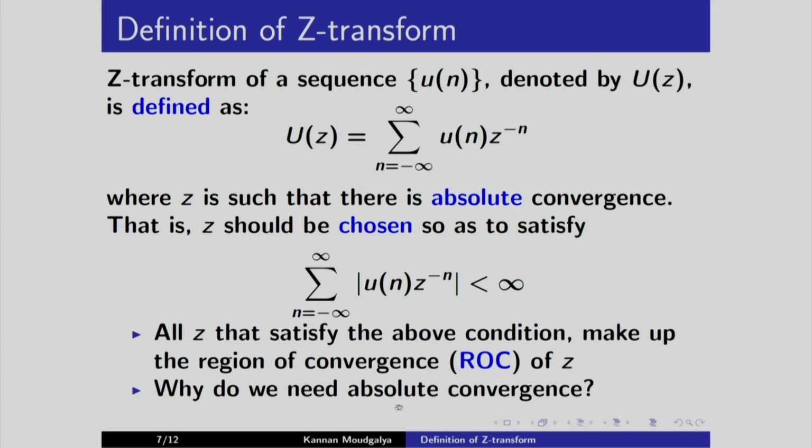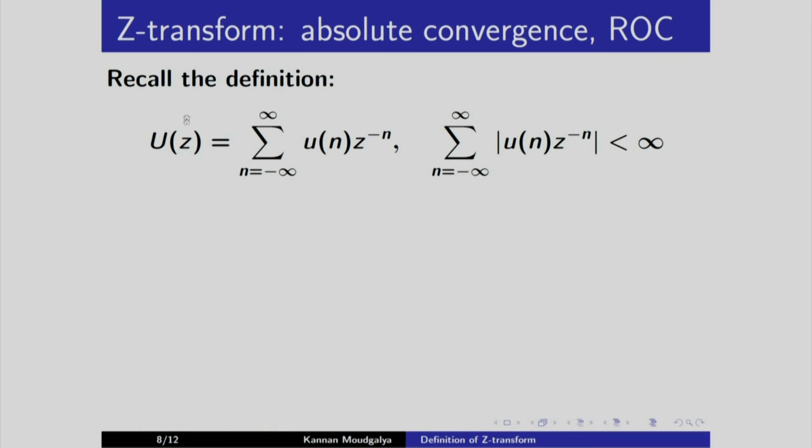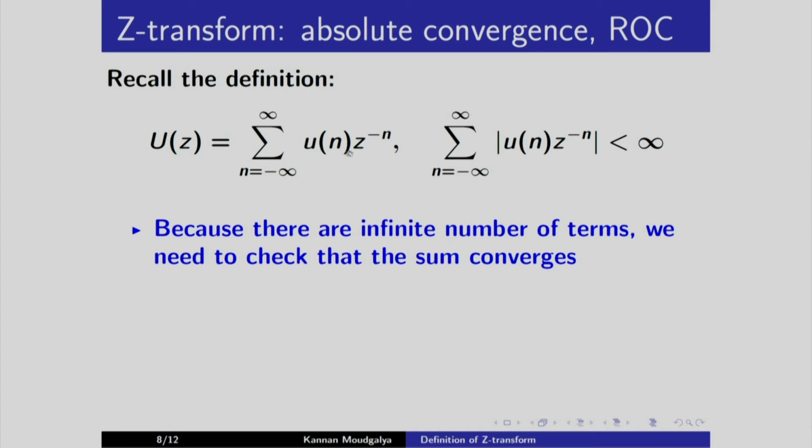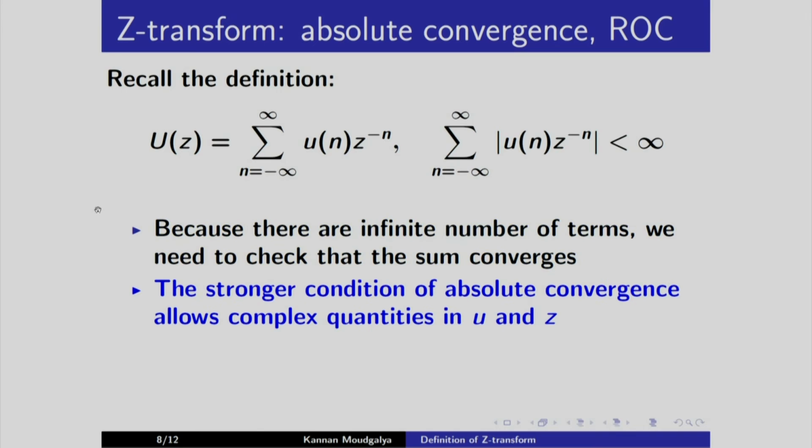Okay. Why do we need absolute convergence? Why do we not just say this sum to be bounded? Why do we want this sum to be bounded? So, we will see that in the next slide. We will also see the benefits of the Z transform shortly. This is how we defined u(z), where z is so chosen that there is absolute convergence. As I mentioned earlier, there are an infinite number of terms. We have to make sure that the sum converges.